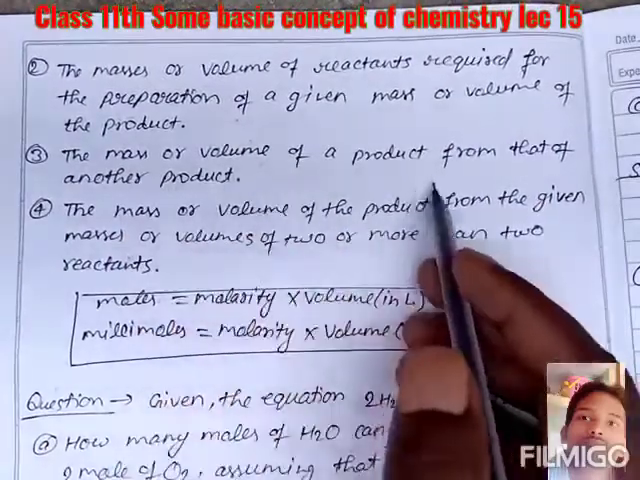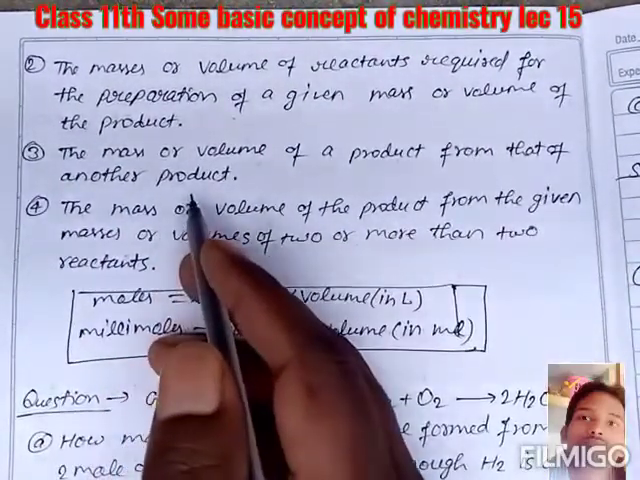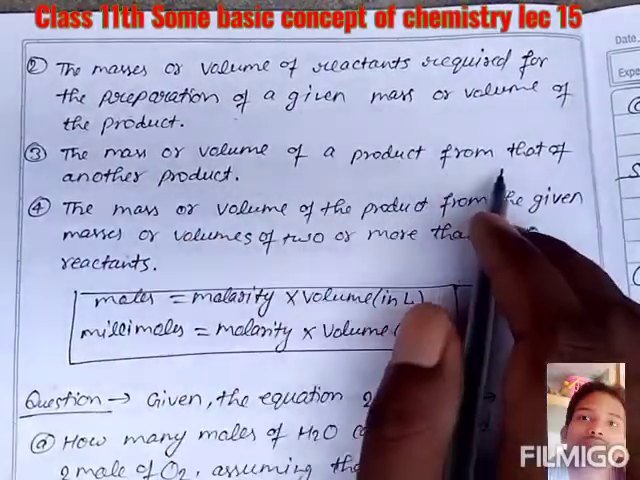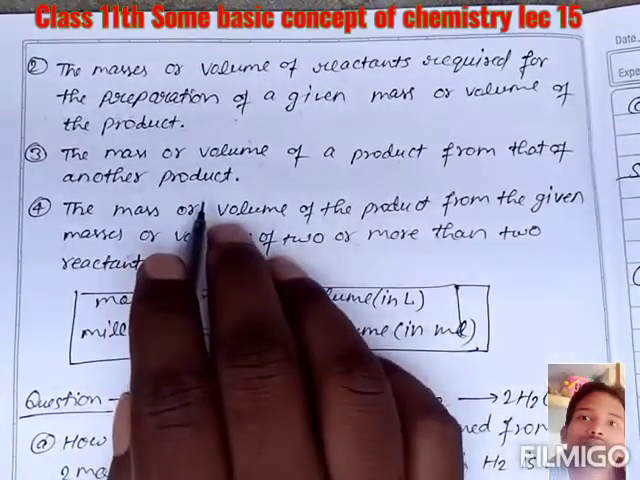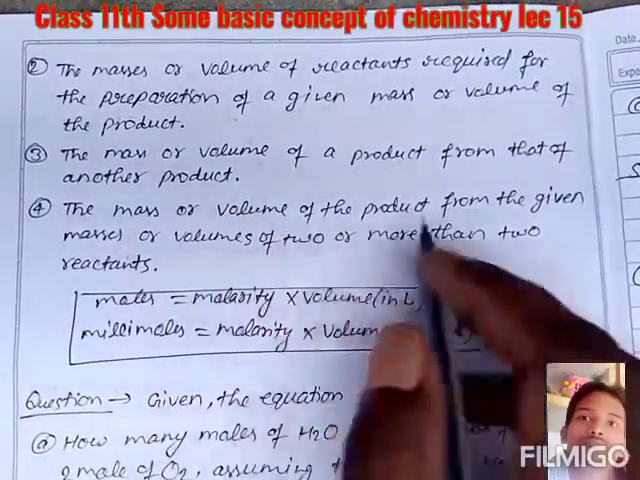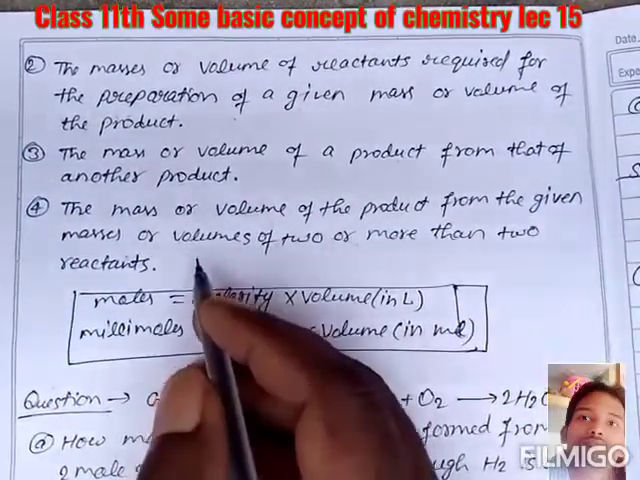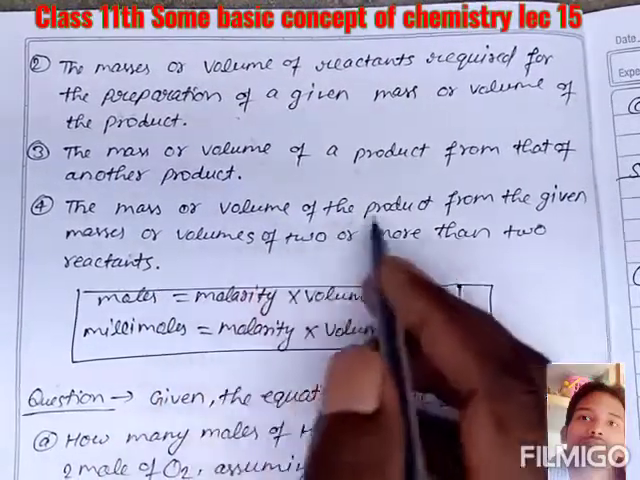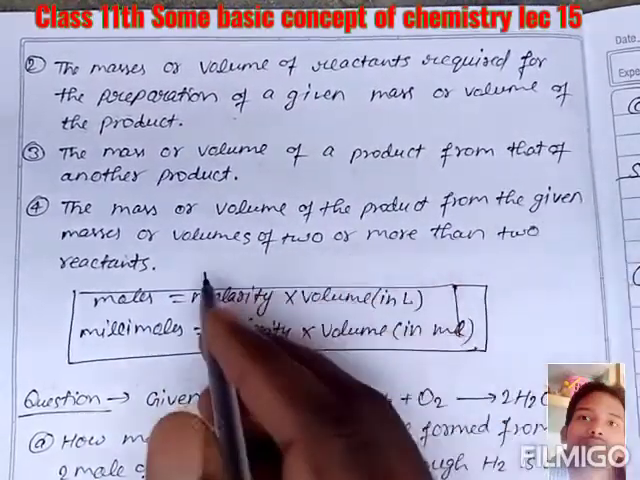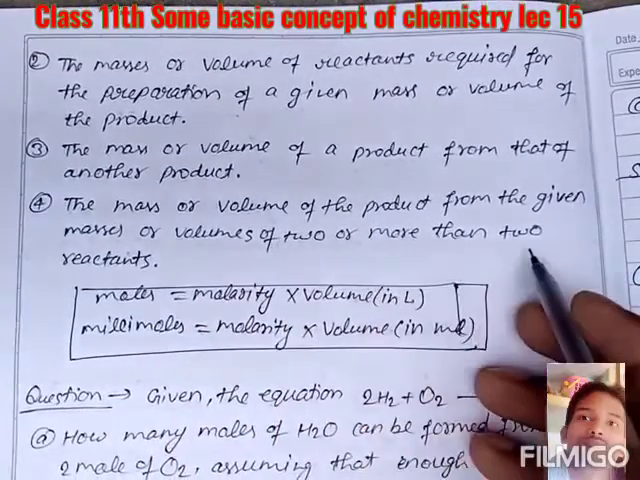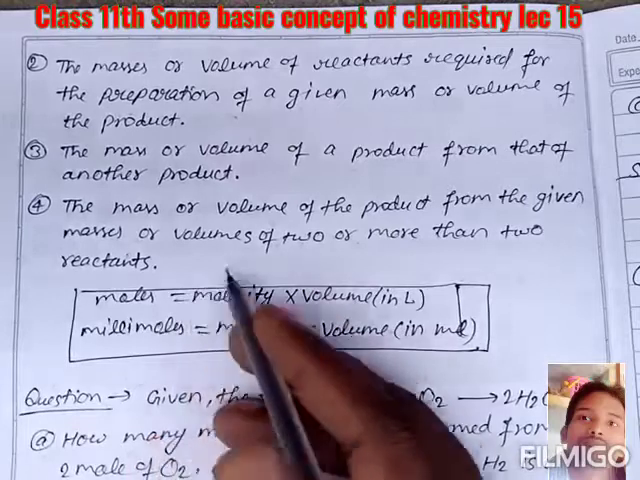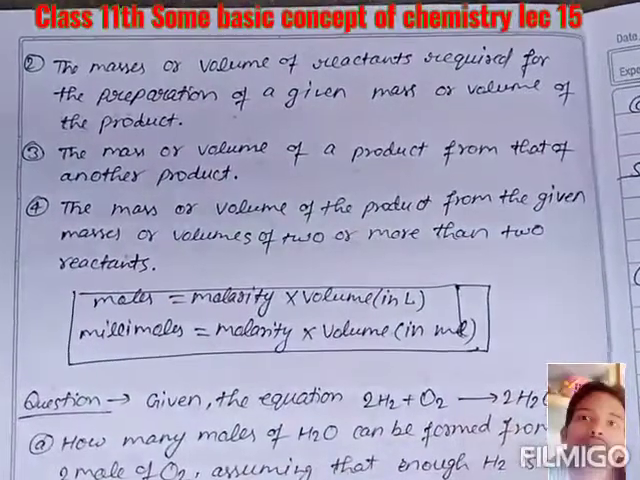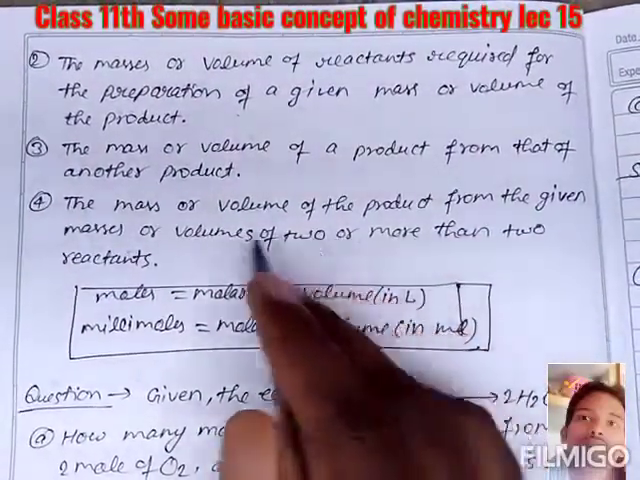You can require the same volume and masses. Okay, the mass or volume of a product from that of another product. The mass or volume of a product, in any type of reaction, from that of another product. Okay, the mass or volume of the product from the given masses or volumes of 2 or more than 2 reactants. If there are 2 or more than 2 reactants, then each volume and mass can be taken, for example, in equal volume or masses.